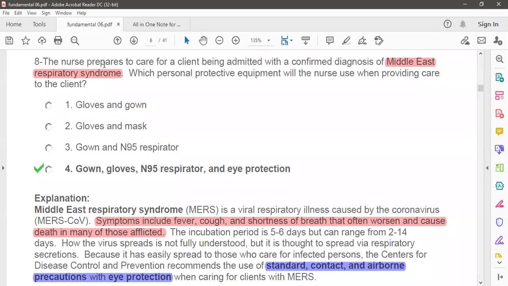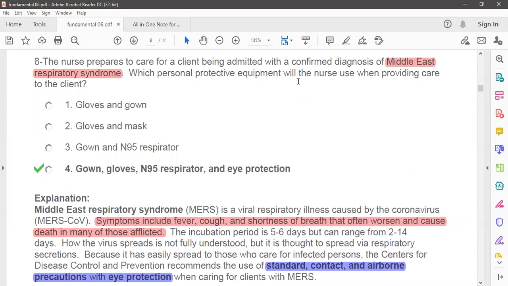Question here: the nurse is preparing to care for a client being admitted with a confirmed diagnosis of Middle East respiratory syndrome. Which personal protective equipment will the nurse use when providing care to the client? Your patient is diagnosed with Middle East respiratory syndrome. So what protective equipment is better to wear when you give them services?